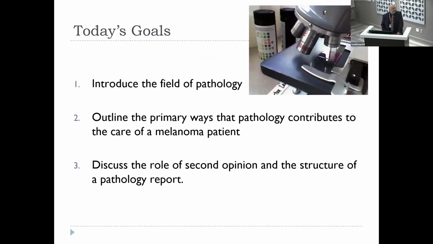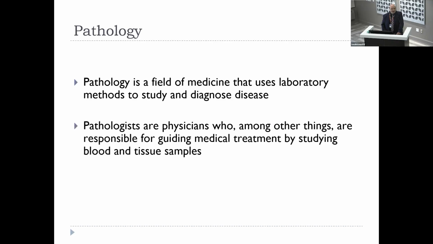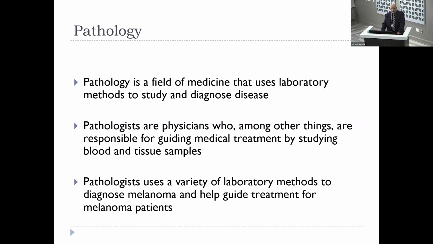So today's goals are going to be to introduce the field of pathology, outline the primary ways in which pathology contributes to the care of melanoma patients, and also discuss the role of second opinion in pathology. So what is pathology? It's a field of medicine that uses laboratory methods to study and diagnose disease. And pathologists are physicians with specialized training that, among other things, are responsible for guiding medical treatment by studying tissue samples and also blood. They do this by using a variety of laboratory methods that help diagnose melanoma and guide the treatment.